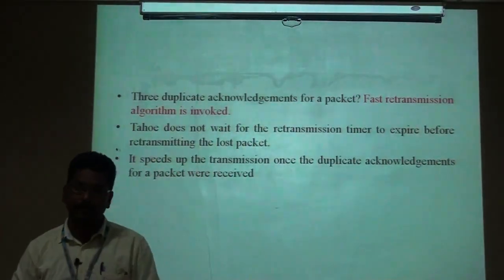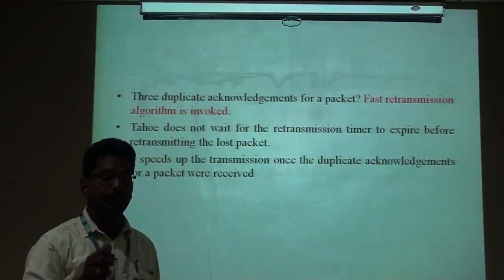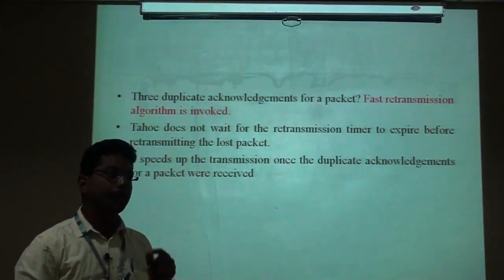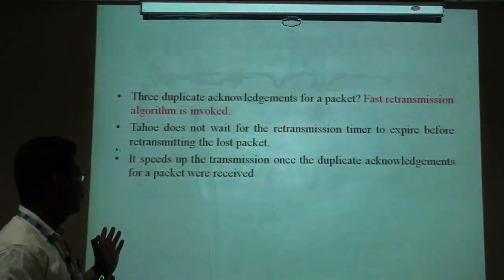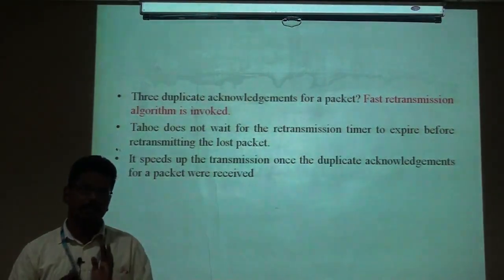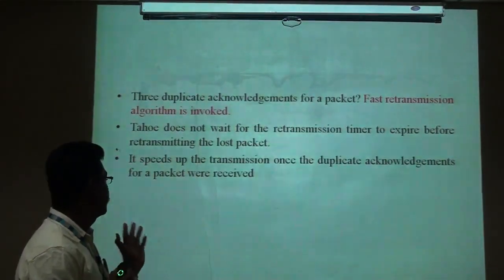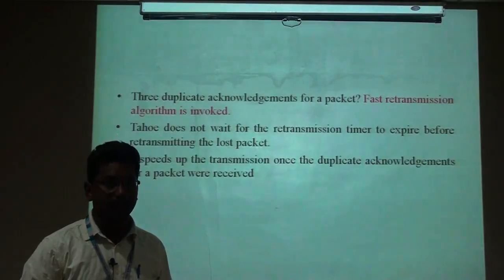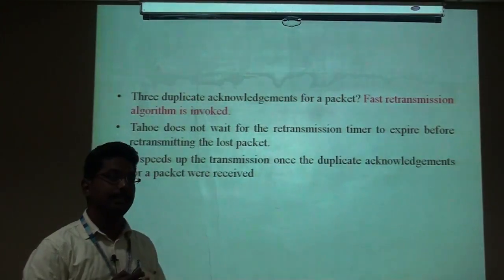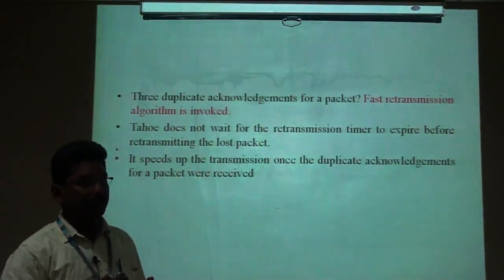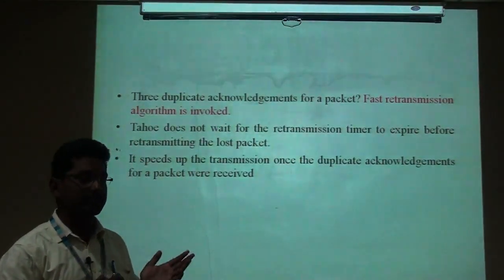Suppose you are transmitting 5 packets, and 3 duplicate acknowledgements are received for the same packet P1, then the fast retransmission algorithm is invoked. Here the retransmission timer is not considered in this fast retransmission phase. If we receive 3 duplicate acknowledgements, then automatically the communication stops. I mean the packets are stopped by the sender till the acknowledgement is received for the particular packet P1. After receiving the acknowledgement, it will send the further packets.